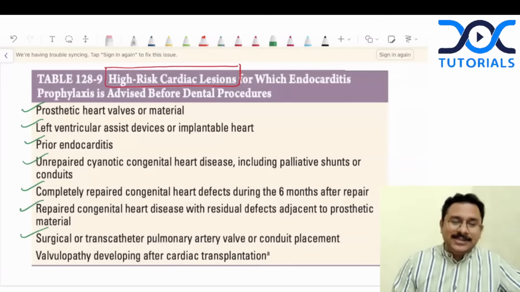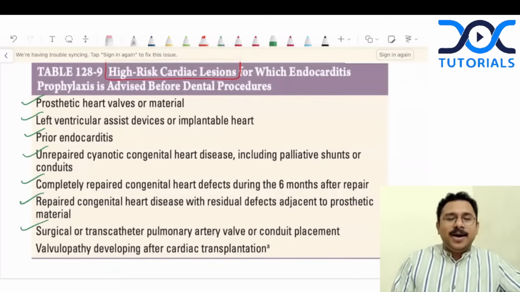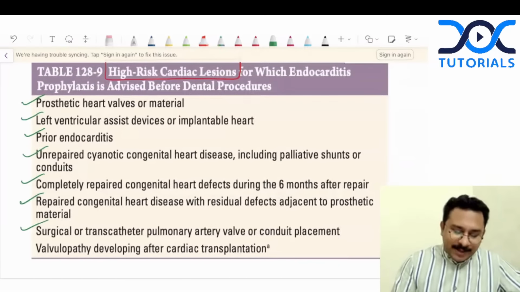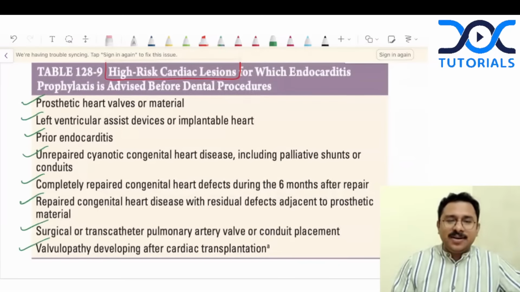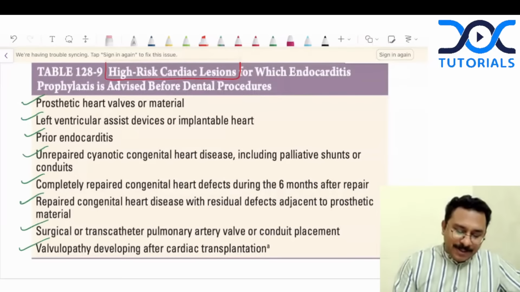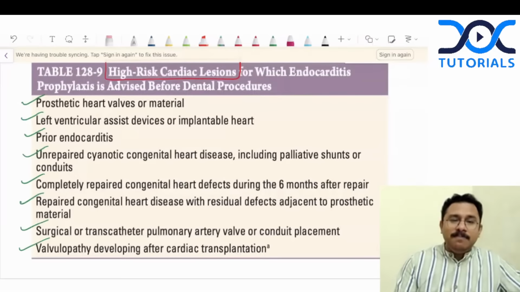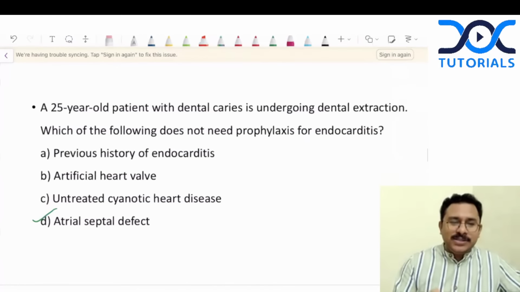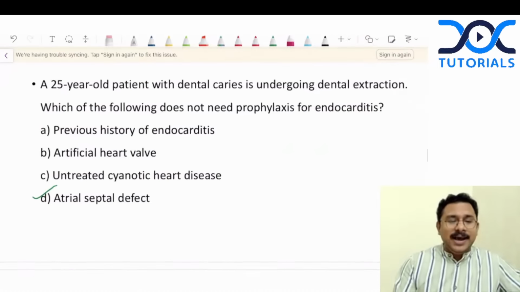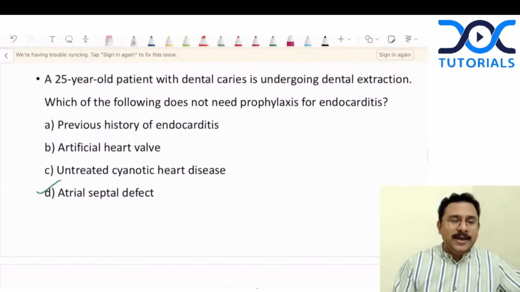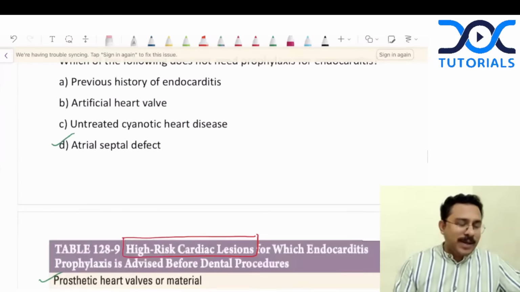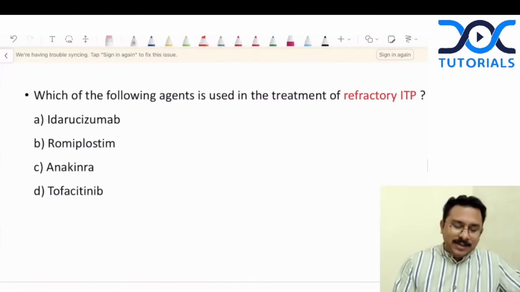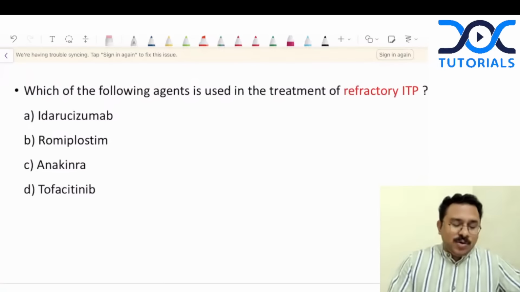Then surgical or transcatheter pulmonary artery valve or conduit placement, and valvulopathy developing after cardiac transplant. So remember, these are the important high-risk lesions. Previous history of endocarditis, artificial heart valves, and untreated or unrepaired congenital cyanotic heart disease are all indications. And the answer is going to be option D, that is atrial septal defect. Okay, right. That's clear.